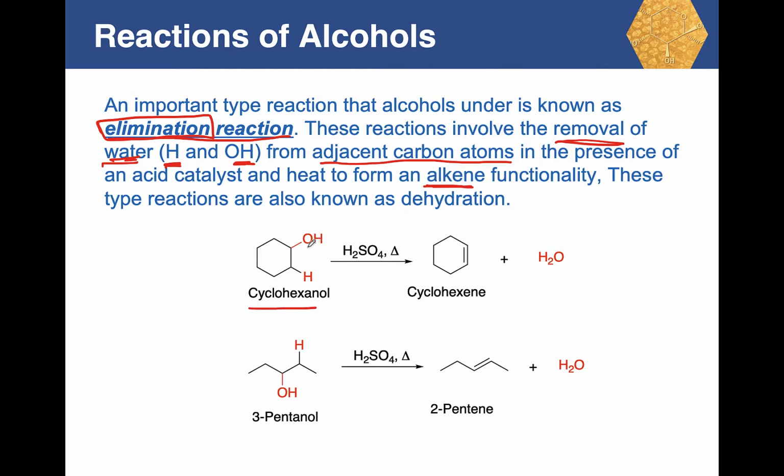Here's the OH, and here's an H on the adjacent carbon. So this carbon has the OH. Here's the adjacent, or the next carbon over. It has a hydrogen. In the presence of an acid as a catalyst and heat, this is the symbol for heat, it produces water, H2O, and an alkene.